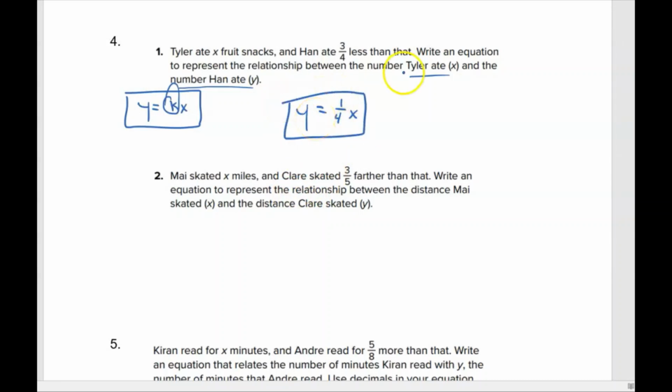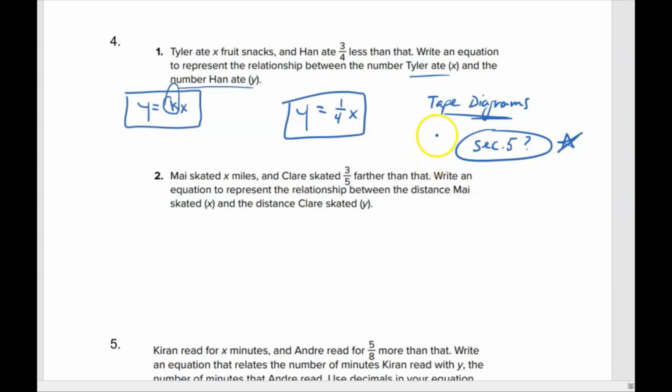In our notes, in our examples, we use tape diagrams when we talked about this. I would guess this is around section like 5. That's just my guess, but if I were you, I might go back to that section and just briefly glance over that so you have an idea of how we did that using tape diagrams. Part 2 is very similar to this.